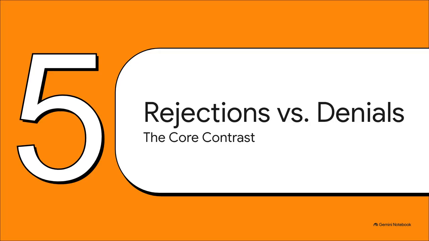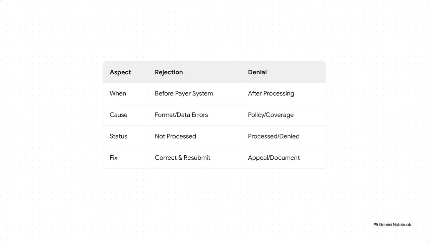Let's put them side by side in Section 5, Rejections versus Denials Breakdown, the core contrast. If you take away absolutely anything from this explainer today, let it be this mechanical divergence. This 4-vector matrix is basically your foundational mental model for triaging defective claims efficiently. Let's walk through it. Vector 1, point of occurrence. Rejections happen pre-adjudication, while denials happen post-adjudication.